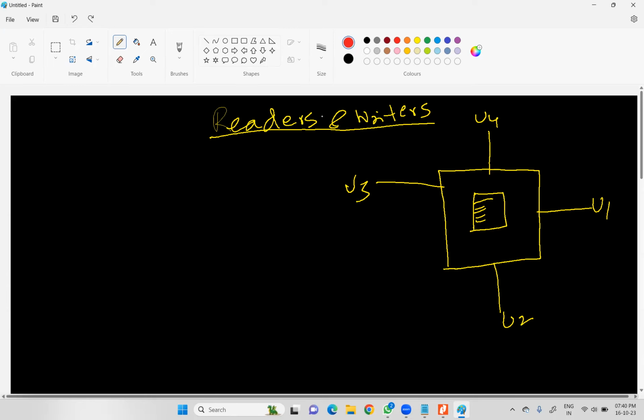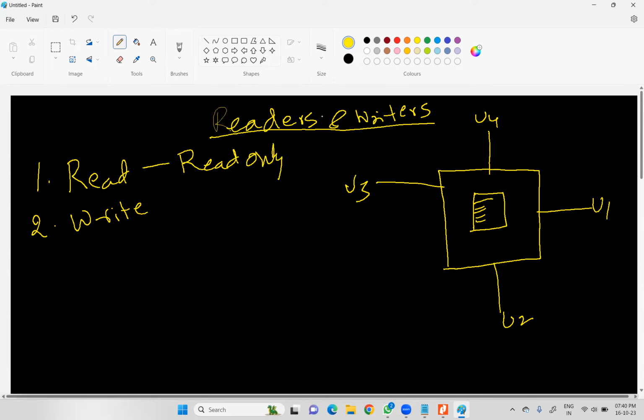So accessing will be in 2 forms. Form number 1 will be read. Form number 2 will be write. Read means it is useful for read only purpose. You are allowed to read the content of that particular database or file. You are allowed to read only that content. Write means it is accepted for write only purpose.